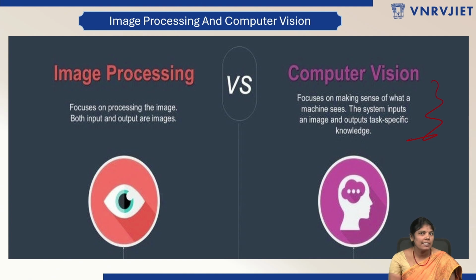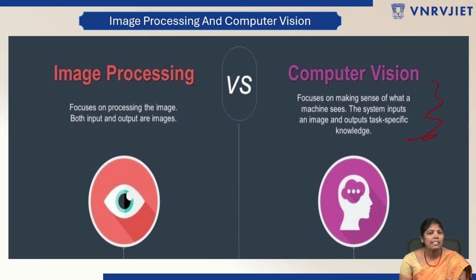Image processing means what? Here we are processing the image. The raw image is processed, and finally we get an enhanced output image. What is the use of this? You can improve the image quality here, so that it will be useful in further processes. That is the main objective of image processing, as you can see on the screen.